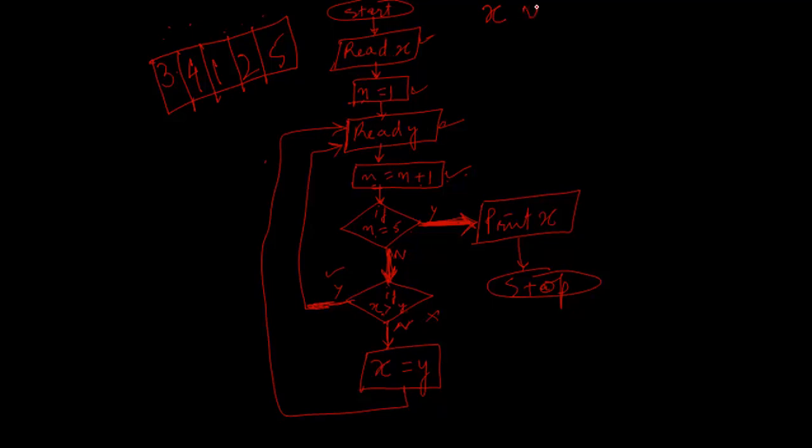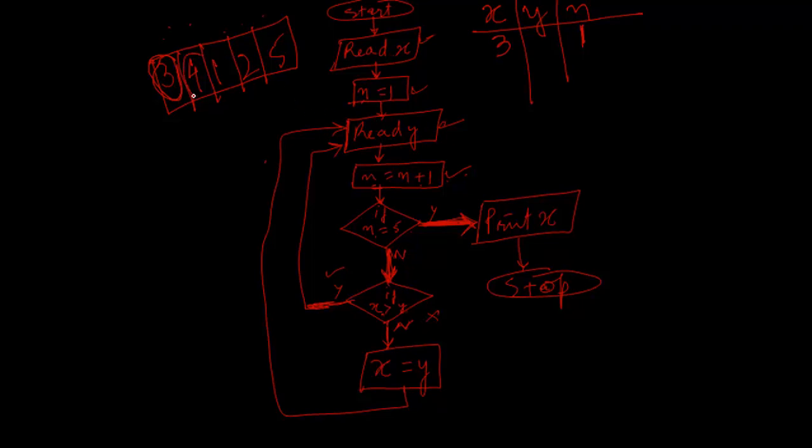X, y, and n. These are the 3 variables that I have used in my flowchart. First I have to read x. So this 3 will be read here and it will be assigned to this x. Okay. And now n will be equal to 1 because I have read one number. So I will assign 1 to n. N is like counting that I have read this 3.